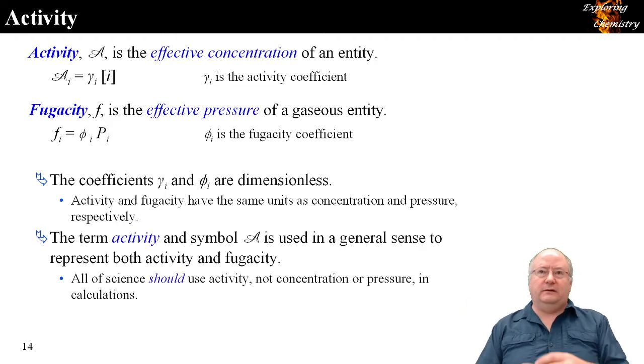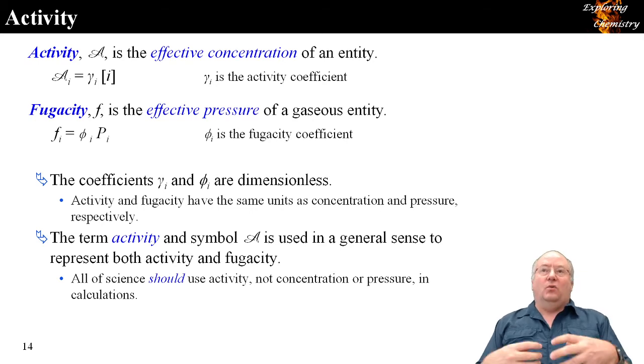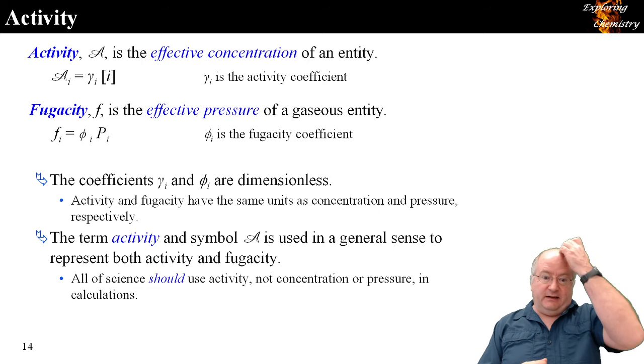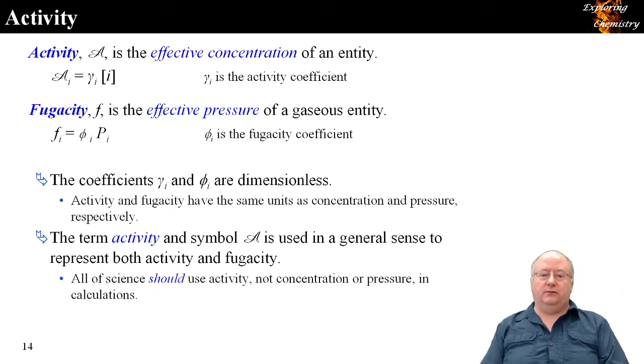However, we're not going to spend a lot of time on activity or fugacity. As a matter of fact, we're actually going to use activity as the most general term. When people talk, it doesn't matter whether they're talking about gases or solutes in solution, it's simply activity. Then the symbol used is A. So we're just going to worry about the activity of the solute and not the term fugacity. I just want to expose you to it. We should be using activity. All of science should use activity and not concentration or pressure in their calculations. However, we don't.